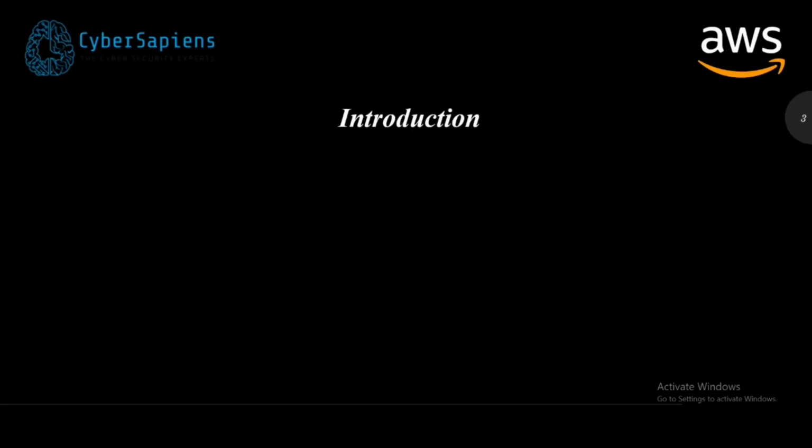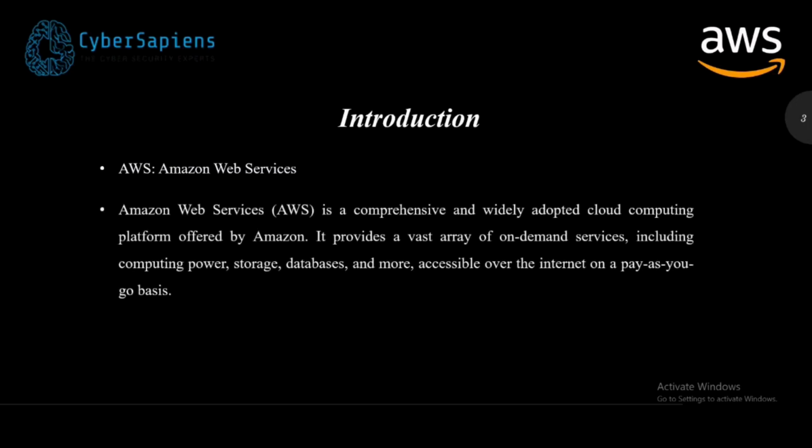What is AWS? AWS stands for Amazon Web Services. Amazon Web Services is a comprehensive and widely adopted cloud computing platform offered by Amazon. It provides a vast array of on-demand services including computing power, storage, databases, and more, accessible over the internet on a pay-as-you-go basis. Key advantage of AWS is its pay-as-you-go pricing model. Users only pay for the services they consume, making it a cost-effective solution.